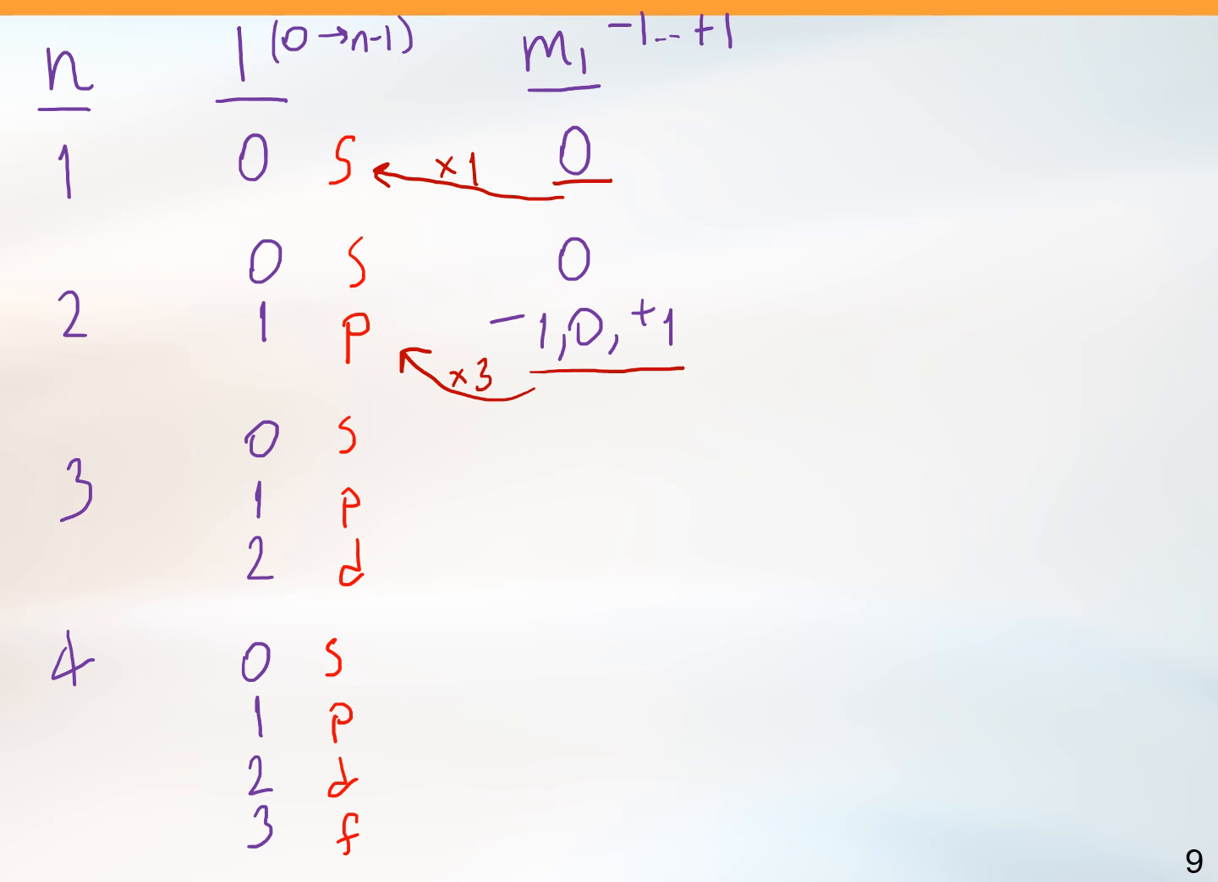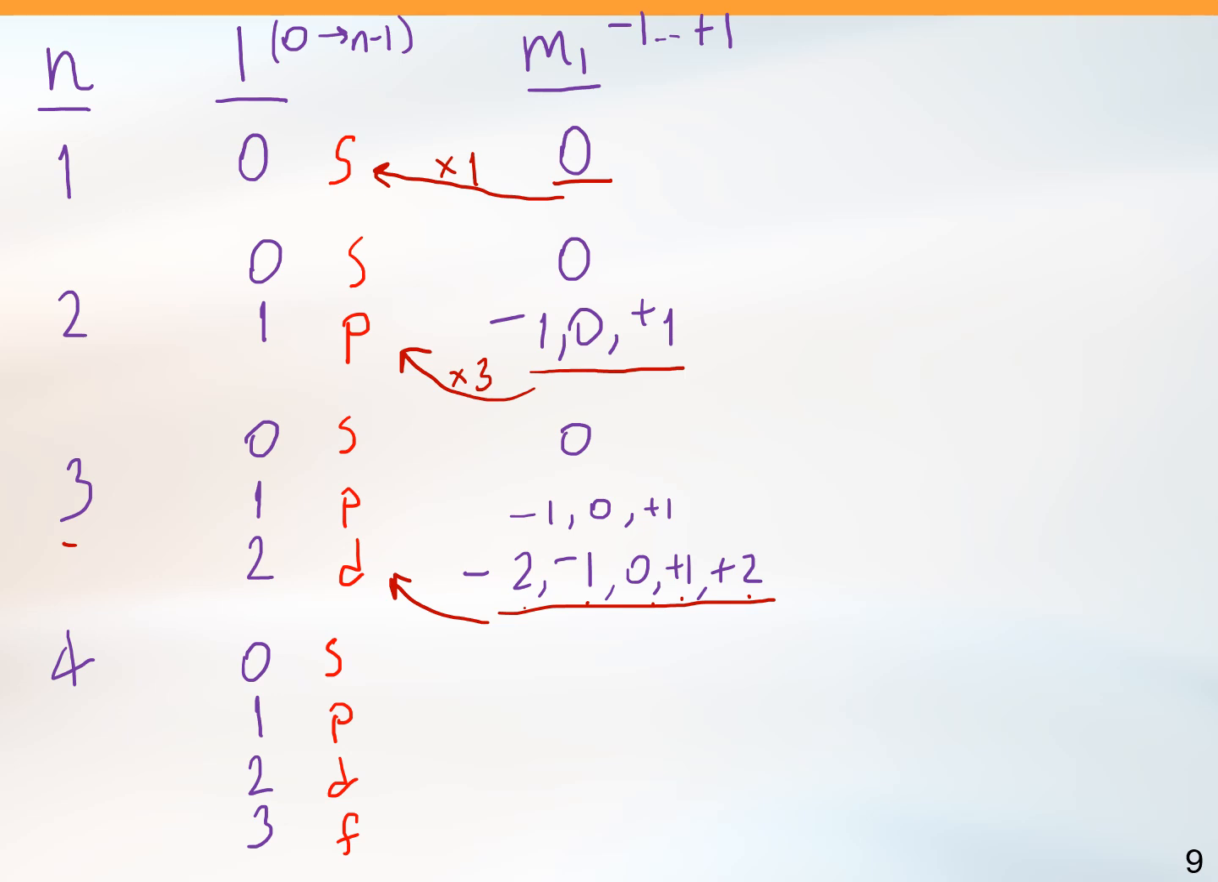We can do the same continuously. 0 for the s; -1, 0, plus 1 for the p; -2, -1, 0, plus 1, plus 2 for the d, which corresponds to, we count 5 numbers, right? 1, 2, 3, 4, 5. That means there are 5 d orbitals with different orientations in the third shell.